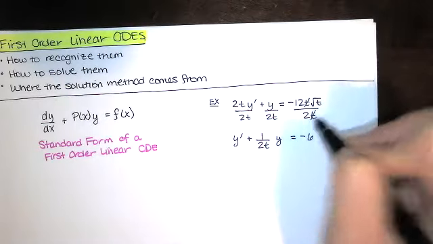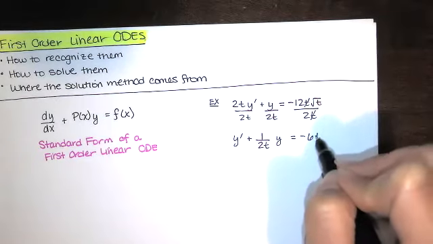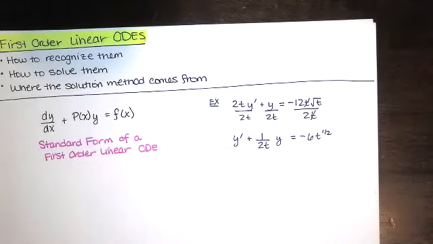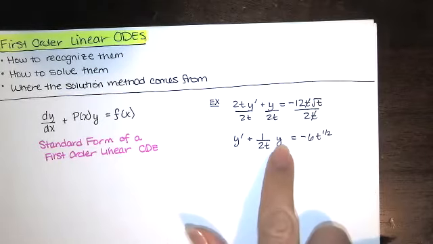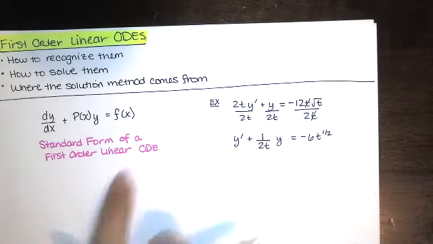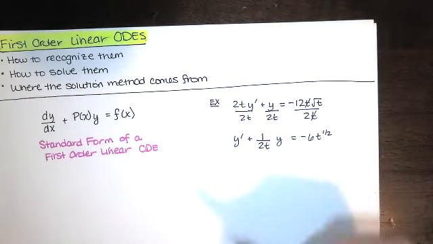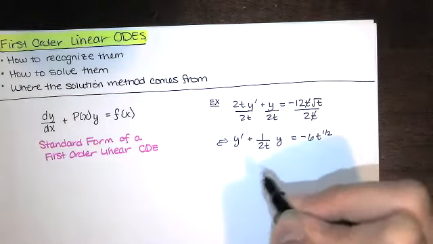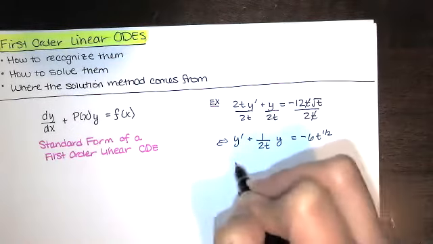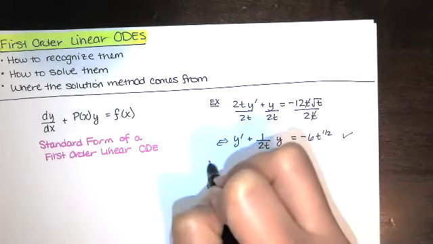Let's do a little algebra. The t's reduce, and you've got a negative 6t to the 1/2. Well, that's the derivative of y with respect to t plus a function of t times y equals a function of t. So yeah, that satisfies it. This is a first order linear ordinary differential equation. So it checks out. Now let's look at another one.